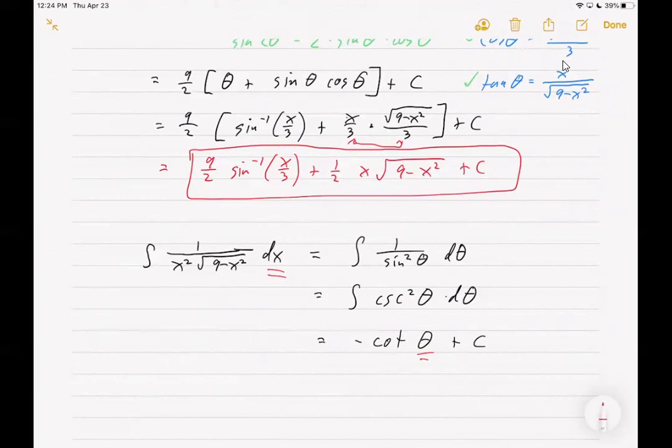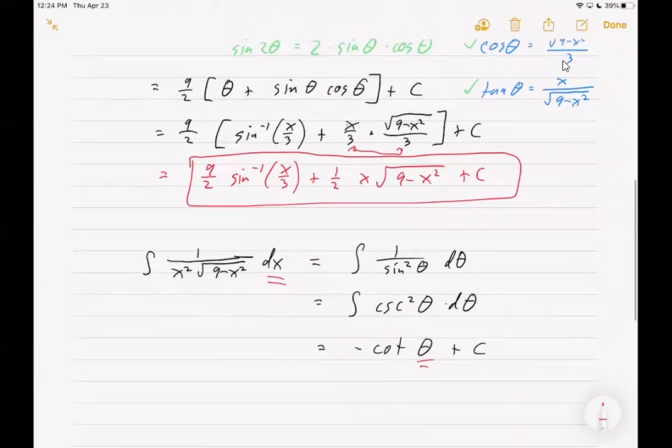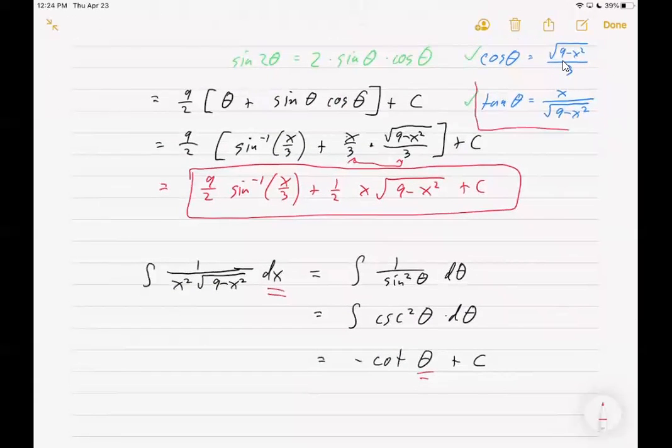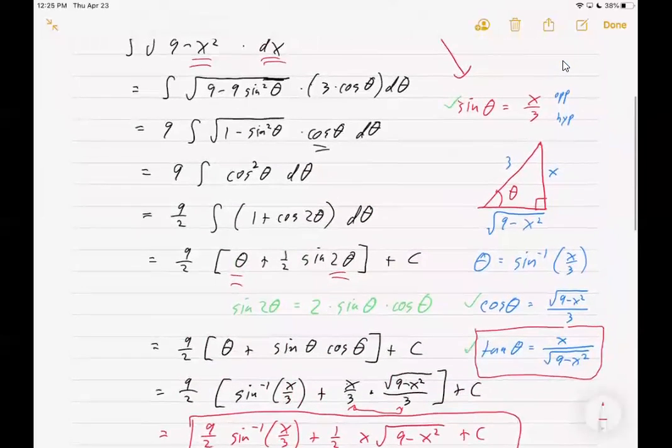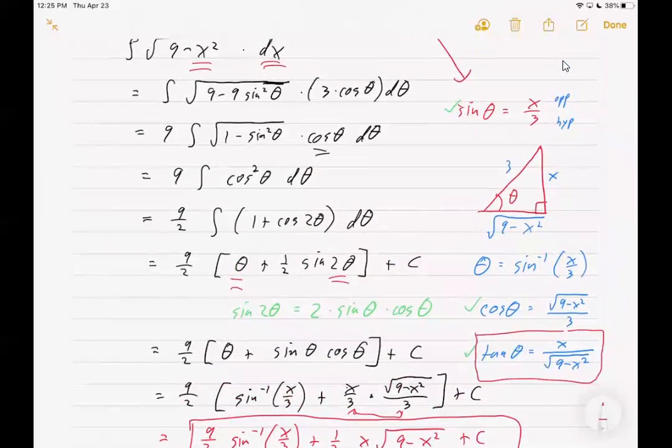So you would look at the triangle that we had before, and we've already determined what the tangent ratio is from that triangle. So while we didn't use that in the example we had just had, we would use that here, and the cotangent is the reciprocal of the tangent. So we could say this is equal to negative square root of 9 minus x squared over x plus c as a final answer.